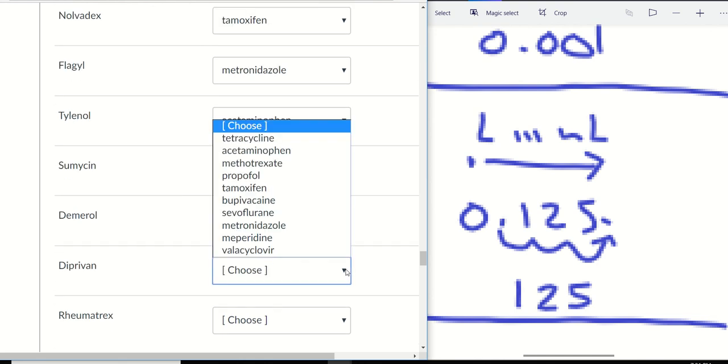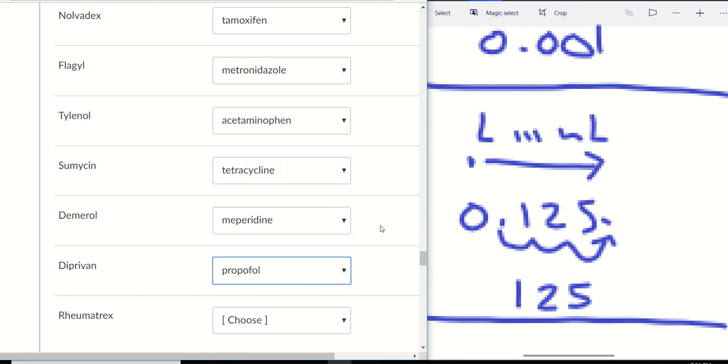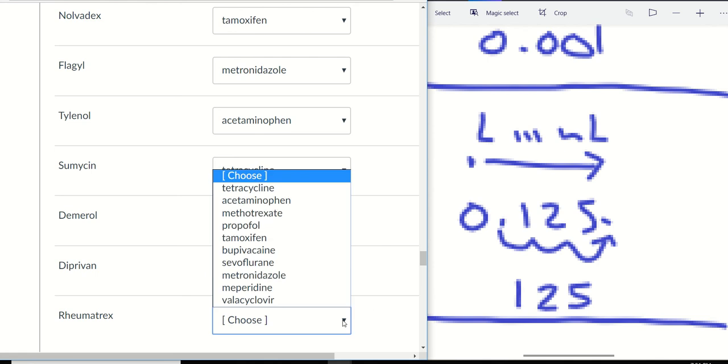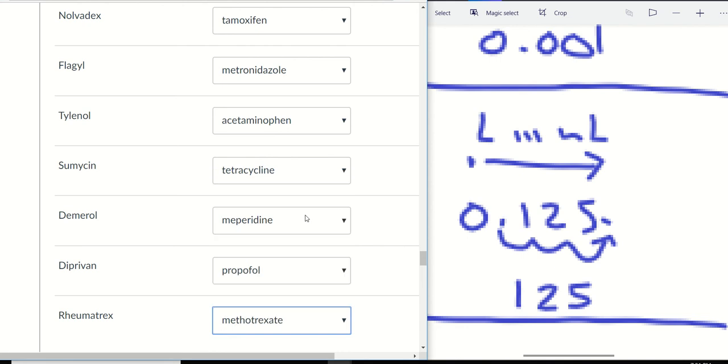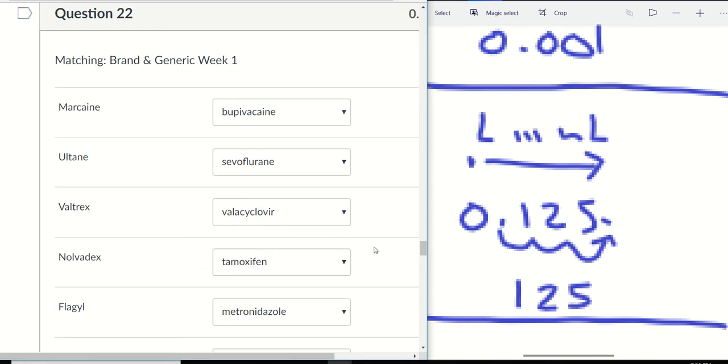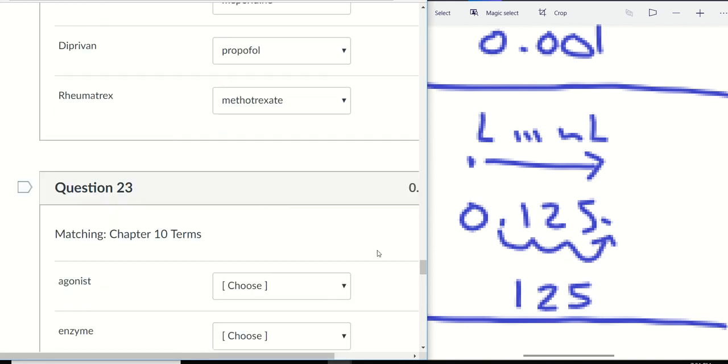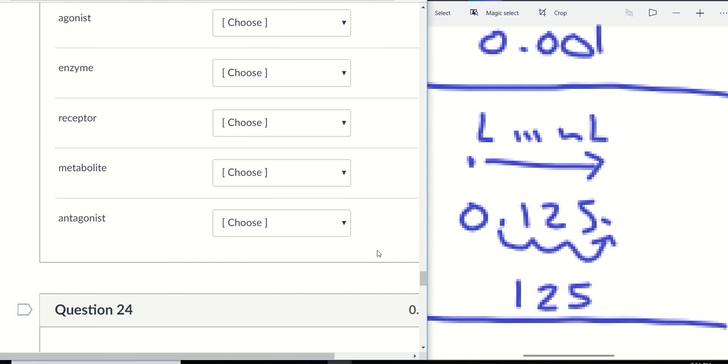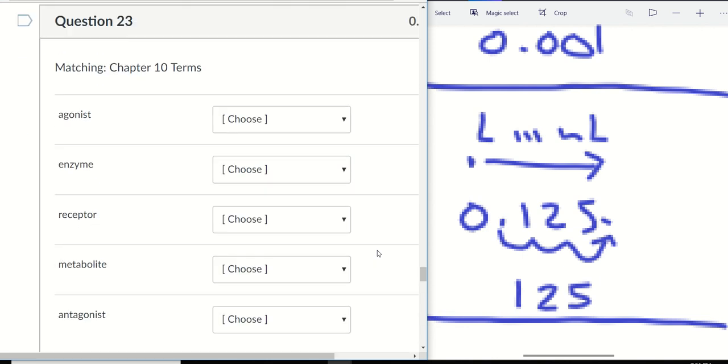Diprivan. That is Michael Jackson's favorite drug. That's what he died of. Propofol. So that's an injectable anesthetic. It's a white milky injection. Rheumatrex is for rheumatoid arthritis. They are using chemo meds. So Trex is in there for you. Methotrexate. So not bad. Double check your response. Ooh, we got one more. Oh, we got two more. We got three more. All right.